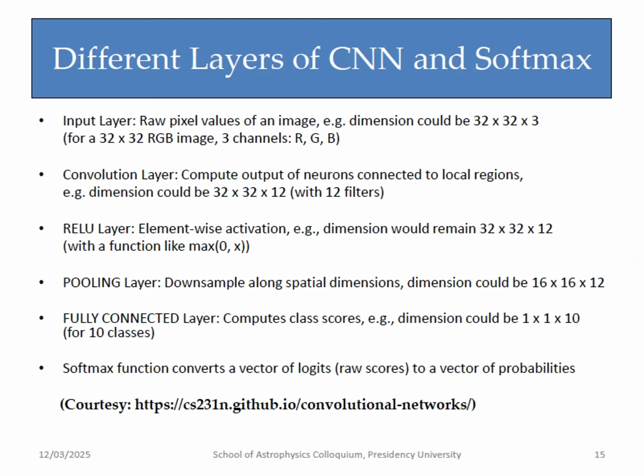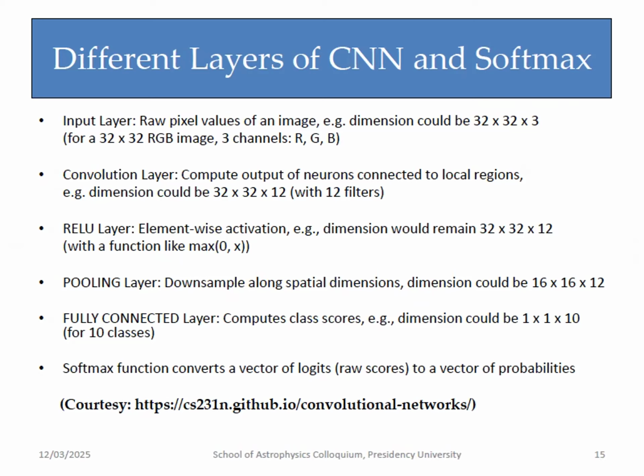And then you have a convolution layer. It's a typical convolution layer with, let's say, a number of features, and then you get this dimension. And then you want to add some element-wise activation. It could be a max function, max of 0 and x, which is non-negative. And then you get the output of ReLU. Then you do some downsampling along the spatial dimension, which is the image width and image height, and you get a downsampled version.